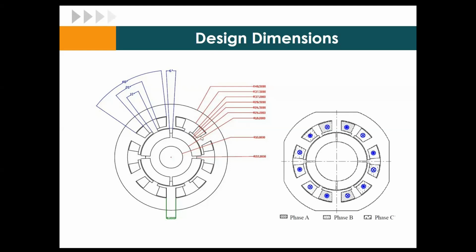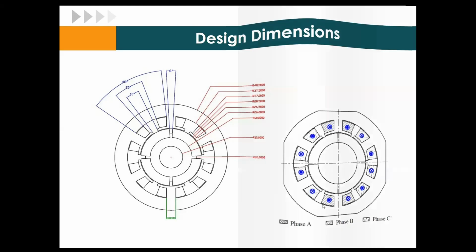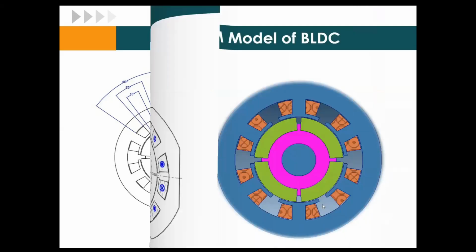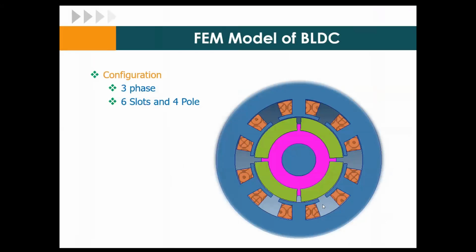And this is the concentric type of winding, and this is the winding configuration of the machine which we are going to model now. This is the FEM model of the BLDC motor which we are going to try out now. It is a 6 slot, 4 pole machine. So let's get into the software now.